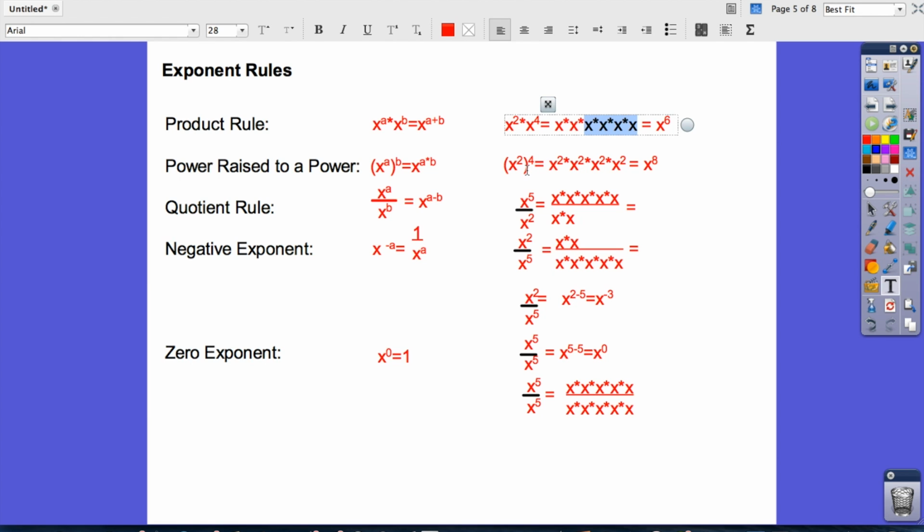You have the parentheses, which mean that we have a quantity. So we have x squared quantity to the fourth power. That means we have it once, twice, 3 times, 4 times. That's x to the 8th.